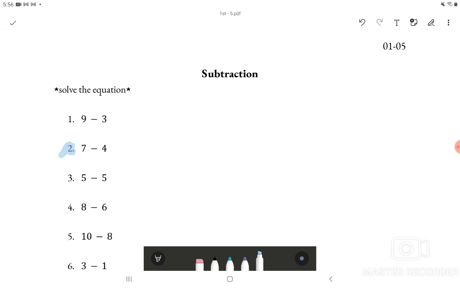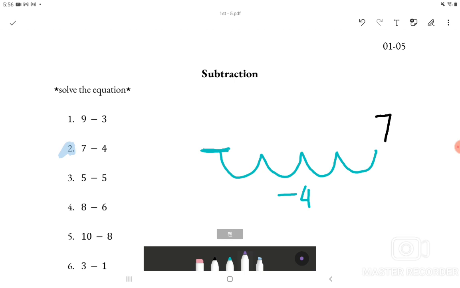And for this one, we would also start off with the first number, which is 7. And now we would move 4 steps to the left instead of right. 1, 2, 3, 4. Because it's not adding but subtracting. And from here, you would have to count backwards, which would give you the answer. 7, 6, 5, 4, 3. We know that 7 minus 4 is 3.